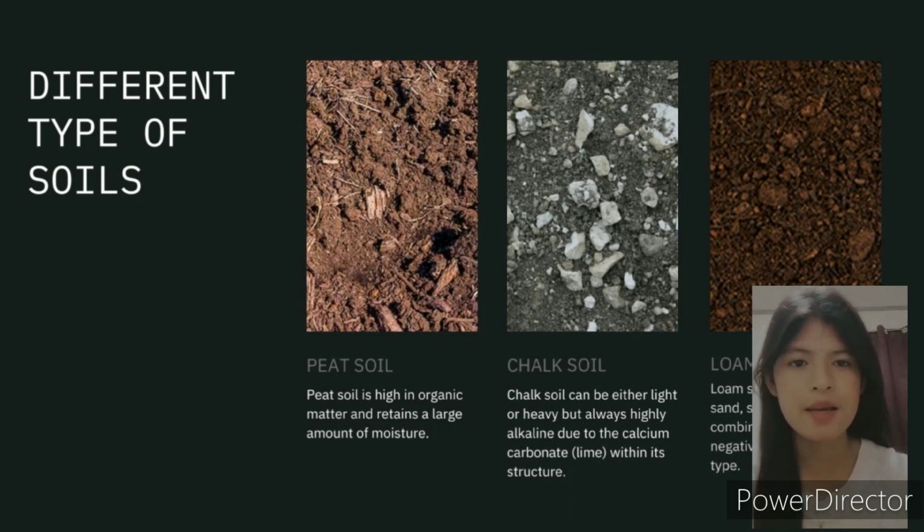Loam soil is a mixture of sand, silt, and clay that are combined to avoid the negative effects of each type. These soils are fertile, easy to work with, and provide good drainage. Depending on their predominant composition, they can be either sandy or clay loam.